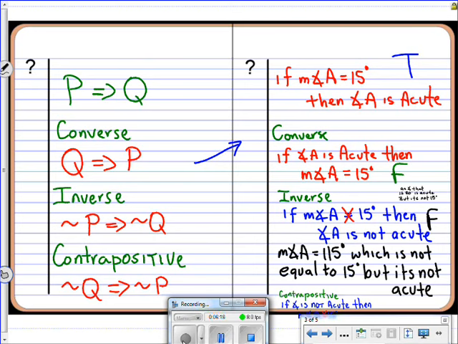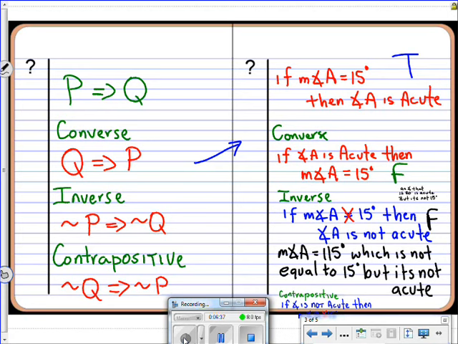All right, so here's my counterexample. Suppose the measure of angle A is equal to 115, which is not equal to 15 degrees, which is showing the first thing came true, right? An angle that's not equal to 15. But it's not acute either, so I can't assume that it would be acute.